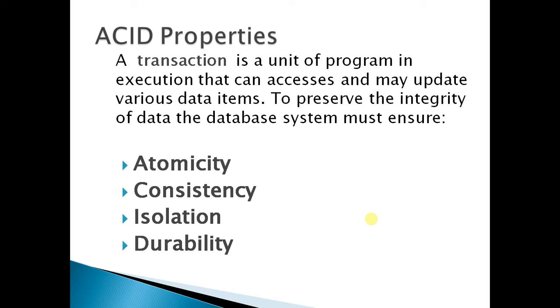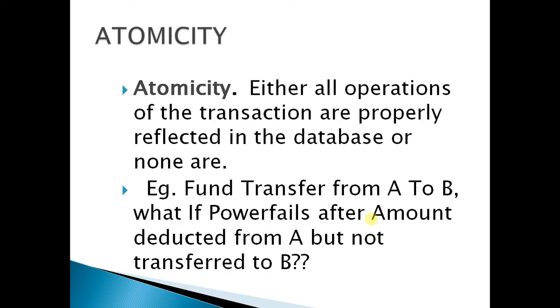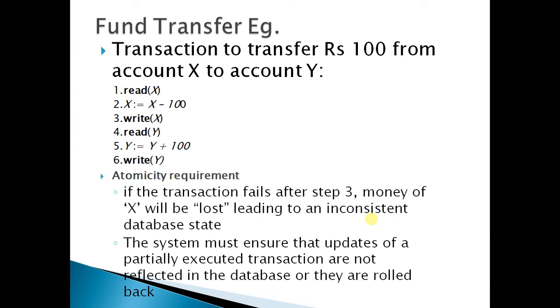ACID, as you know, stands for atomicity, consistency, isolation and durability. Atomicity was: if a transaction has multiple operations, then either all of them are reflected to the database or none of them. Which means that partially executed transactions are not reflected in the database, and if they are reflected they are rolled back. Means if you are transferring 100 from one account to another, and the transaction fails in between, then this will be rolled back and a half transaction will not be allowed.